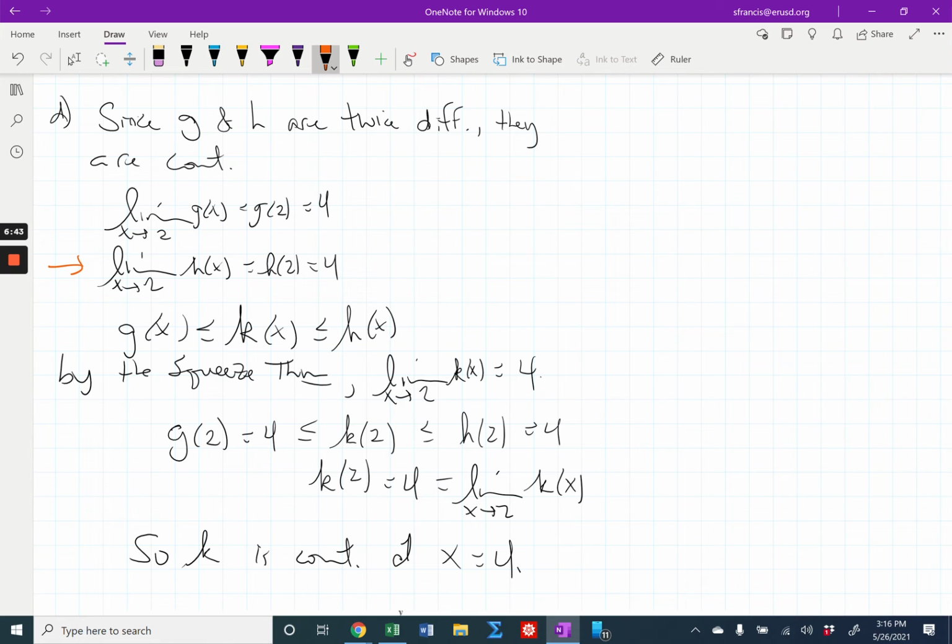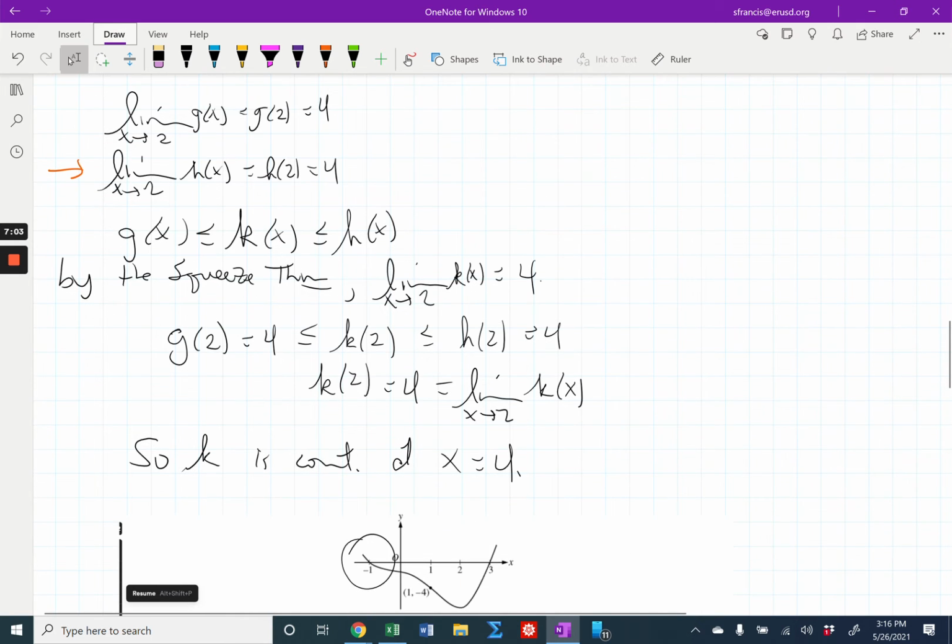All right, so now what else? They tell us that g of 2 is 4, which is less than or equal to k of 2, which is less than or equal to h of 2, which is 4. So that means k of 2 is going to have to be 4 as well. So the limit as x approaches 2 of k of x is equal to k of 2. So k is continuous at x equals 2.